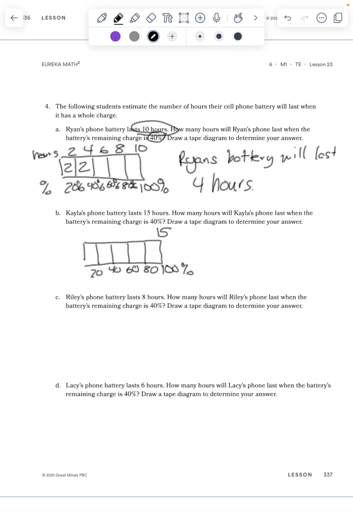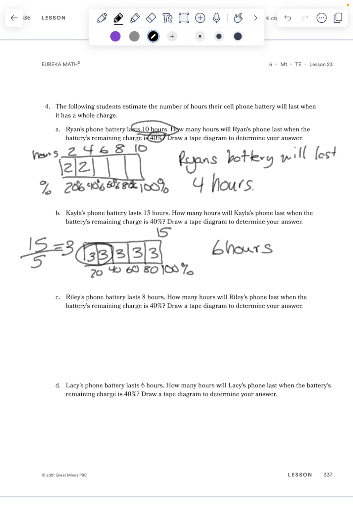Then each one of these represents 3 hours. How am I getting that? I'm doing 15 hours divided by 5, because we're splitting it into 5 equal pieces. So each section is 3 hours. And so 40% would be from here to here. 3 plus 3 would be 6 hours.